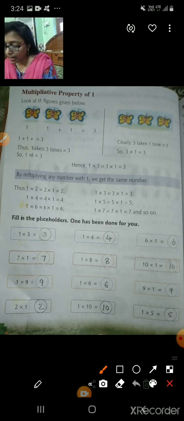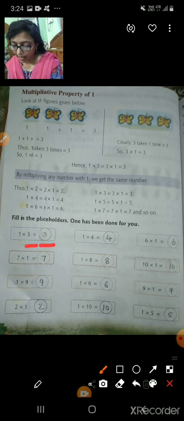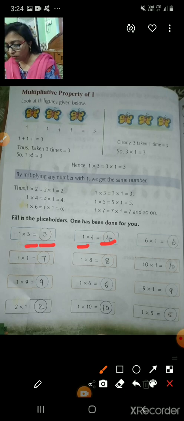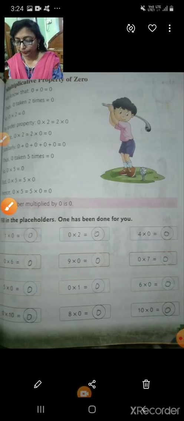Okay, for example, 1 into 3, so the answer will be 3. 1 threes are 3. Like this. In the other example you can see, 1 fours are, then you know that 1 fours are 4 or 4 ones are 4. Like this you will solve all these questions on this page.